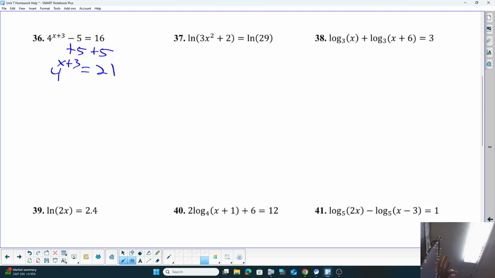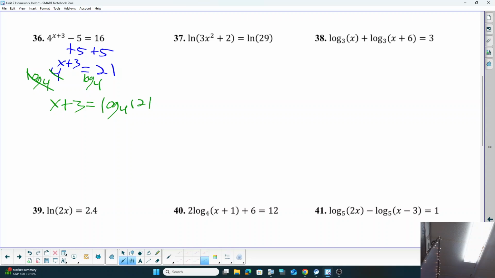How do we undo base 4? So we log base 4. Everybody say log base 4. And if you log base 4 on one side, you have to log base 4 on the other side. So then we get x plus 3 is equal to log base 4 of 21.